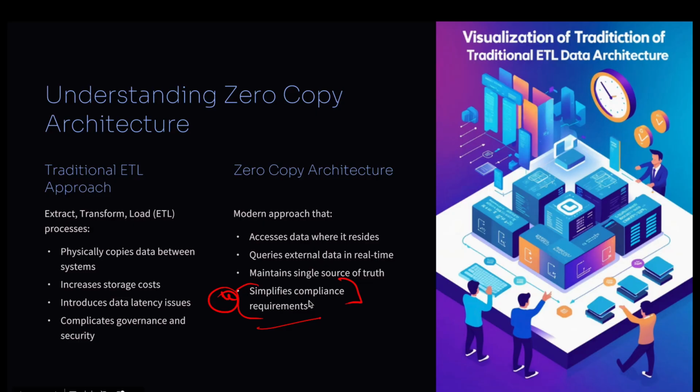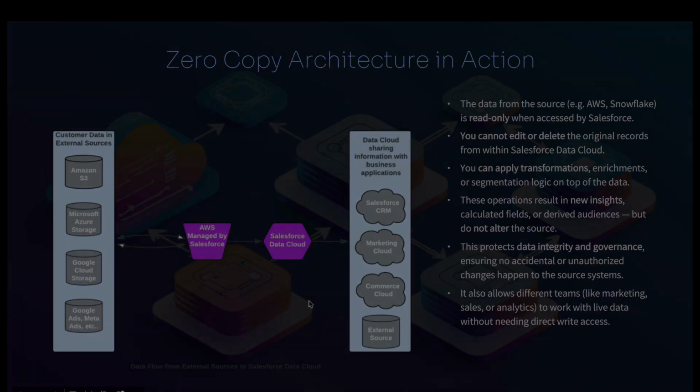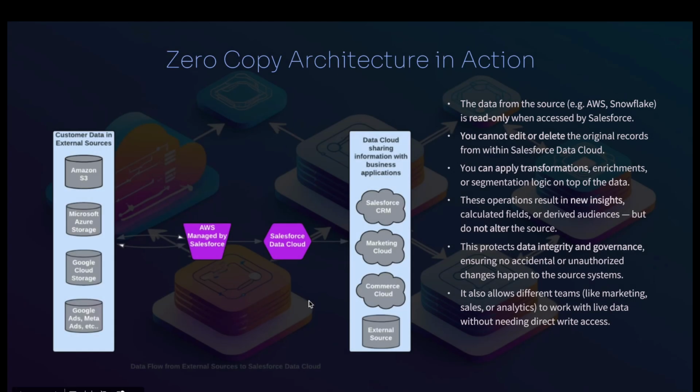Okay, so that's why Data Cloud has moved to zero copy architecture. The next slide shows a detailed diagram on the same context. Let's say you have multiple data sources here: AWS, Azure, Google Cloud, some Google Ads and other data, and you want to use this data in your Data Cloud. So I will create a boundary here. This is your Salesforce system, SFDC plus Data Cloud, and this is the external system where you have multiple data sources.